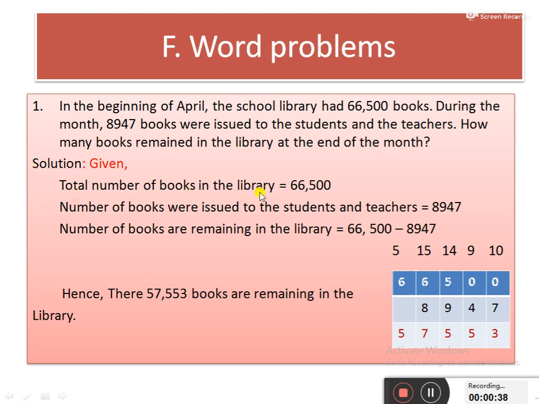Total number of books in the library. Total how many books in the library? 66,500 books. Some books they have taken. Who? Students and teachers. How many books they have taken? 8,947. What we are going to find means how many books are remaining in the library. Remaining means we have to do the subtraction from the total. So from total how many books? 66,500. How many books they have taken?